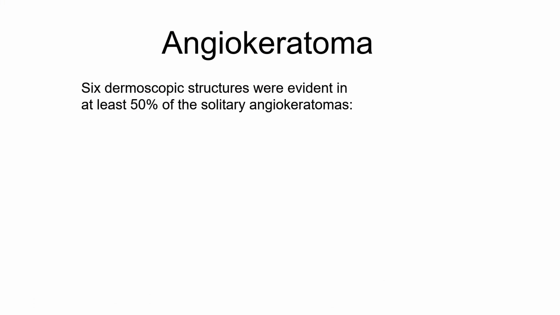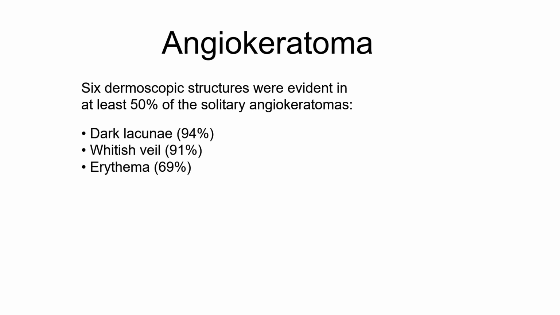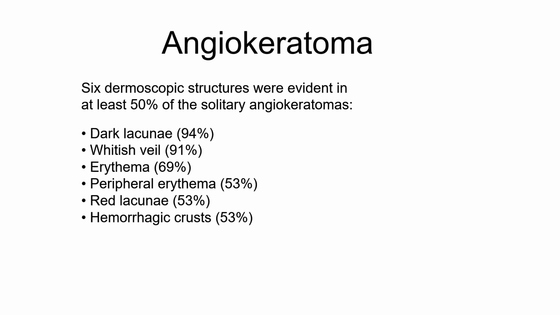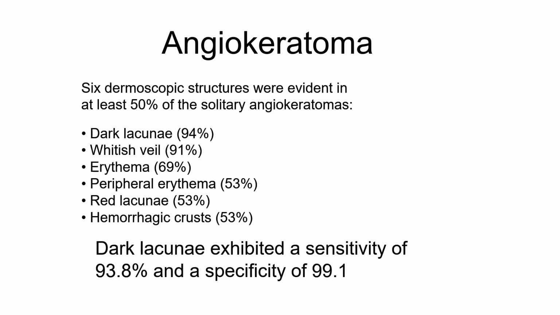Angiokeratomas. There are 6 important structures, and at least 50% of the solitary angiokeratomas: dark lacuna, whitish veil, erythema, peripheral erythema, red lacuna, and hemorrhagic crest. Dark lacuna exhibit a sensitivity of 93% and very high specificities.